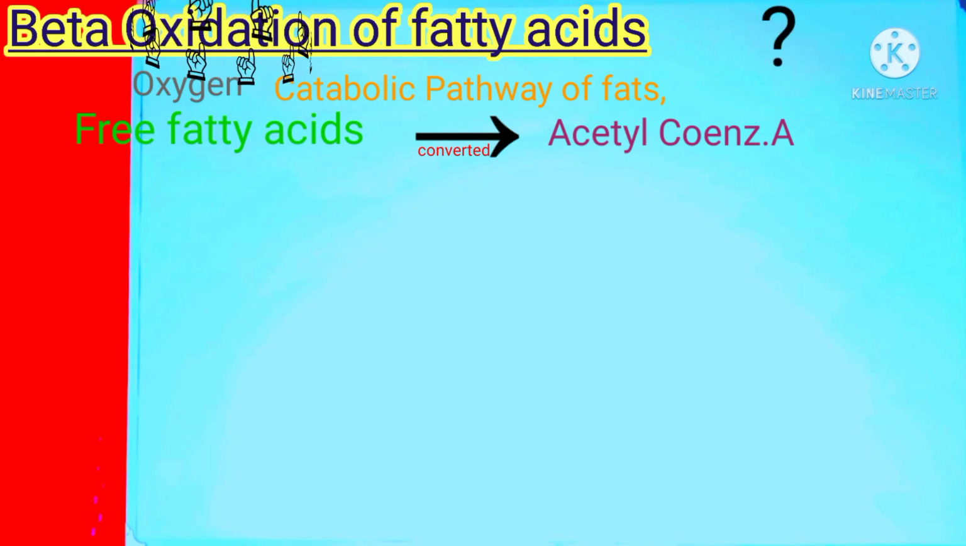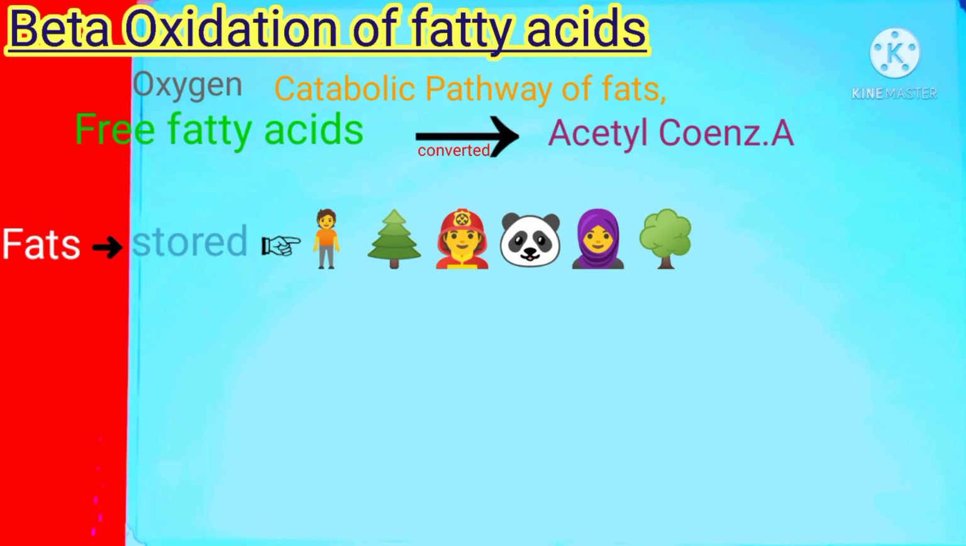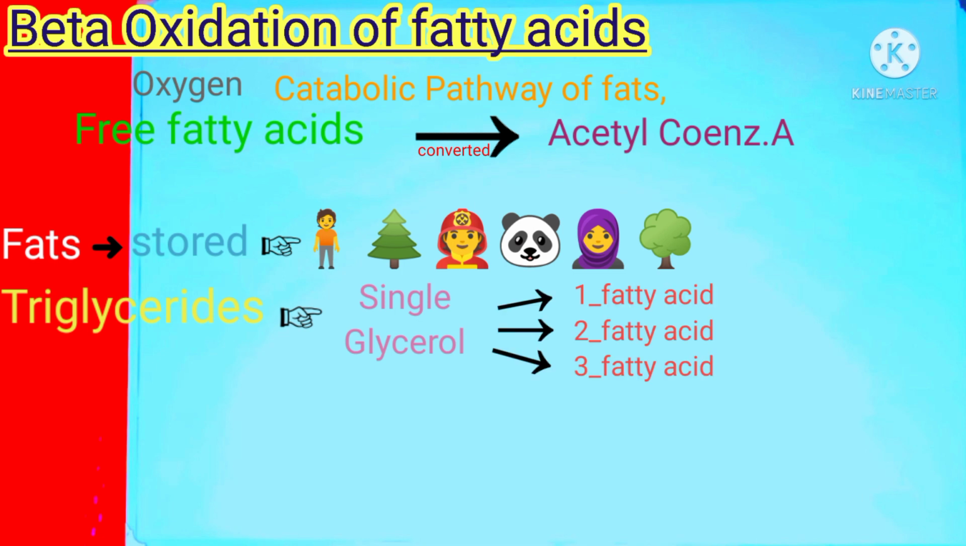But why is this process known as beta oxidation? The answer is that the fats are stored in living organisms in different configurations, and one of the major fats formed is the triglycerides. These triglycerides consist of a single glycerol molecule that is attached to three fatty acid molecules.